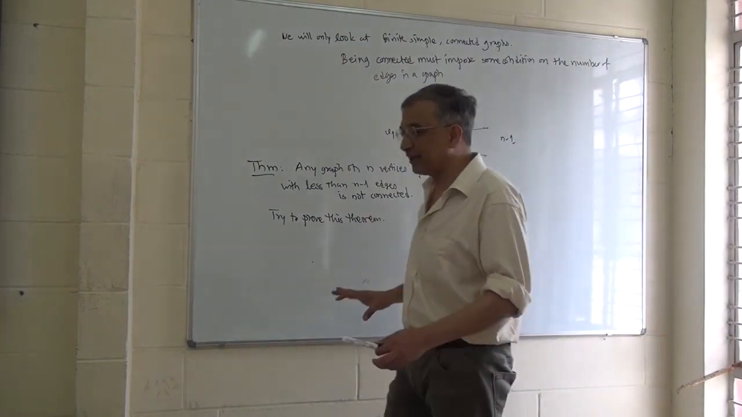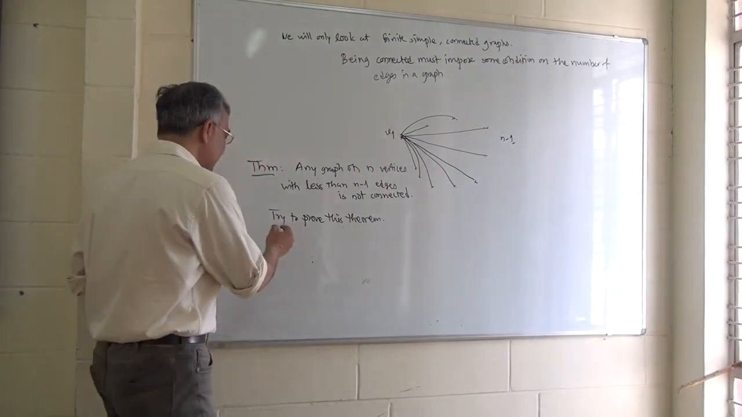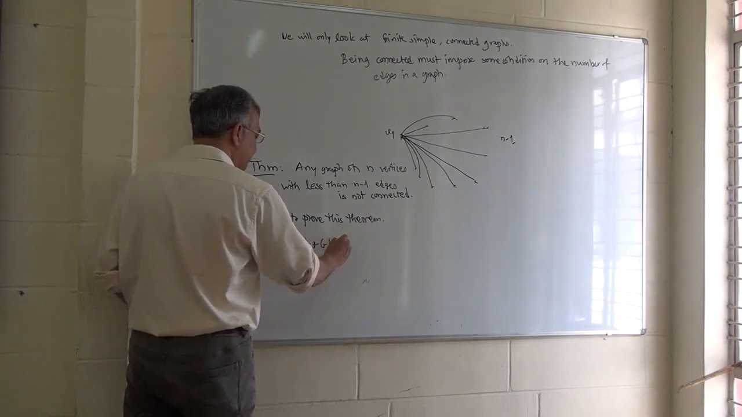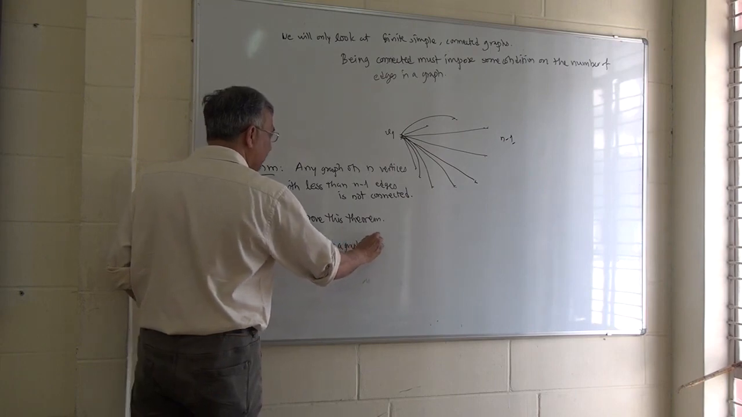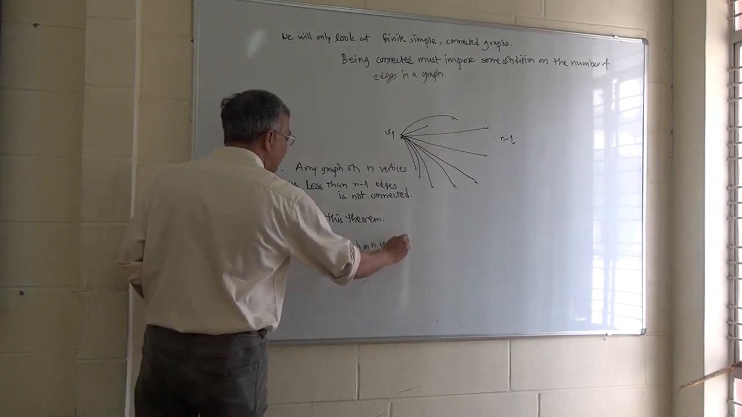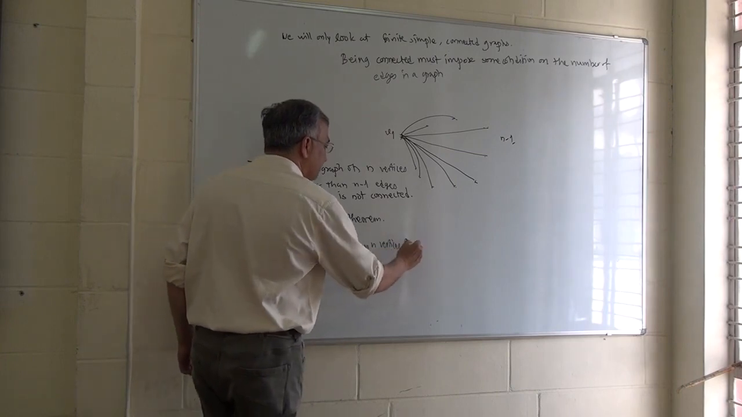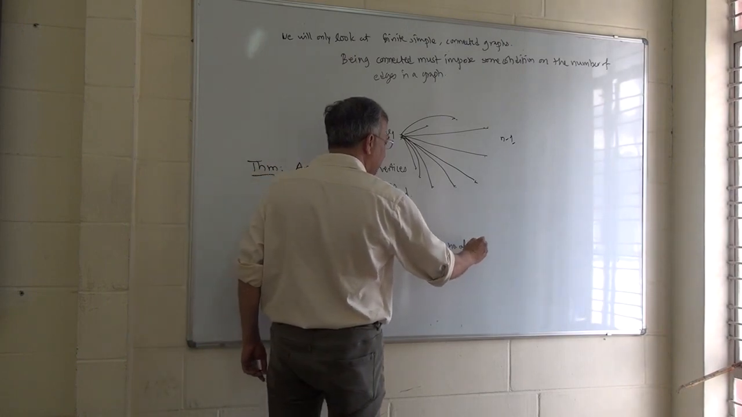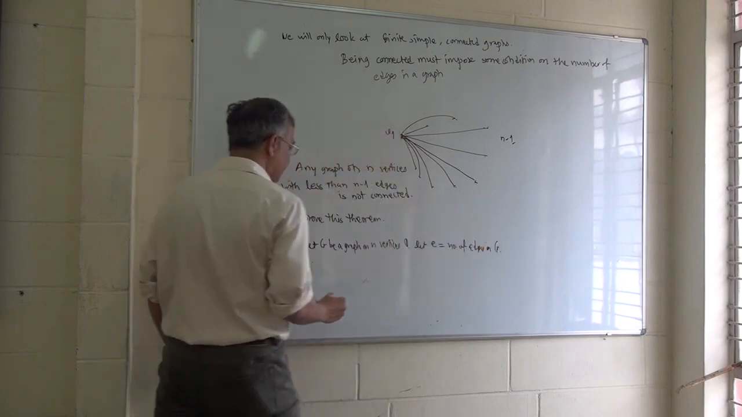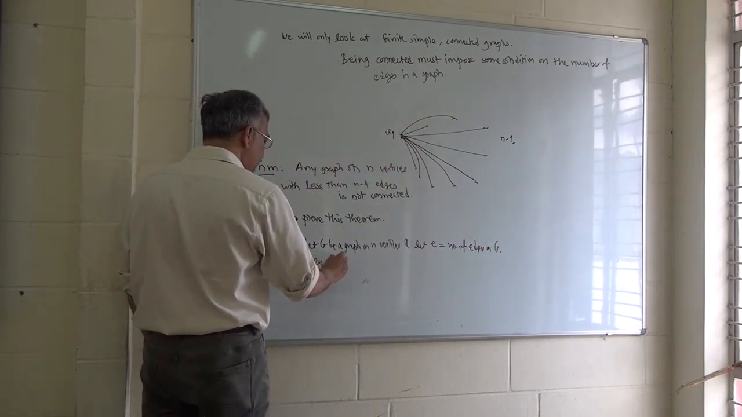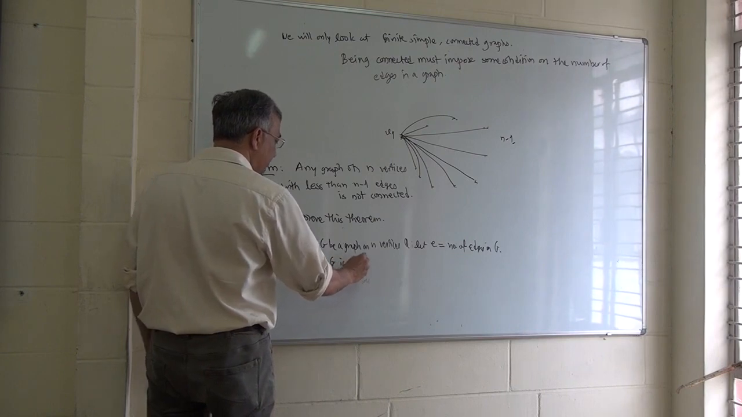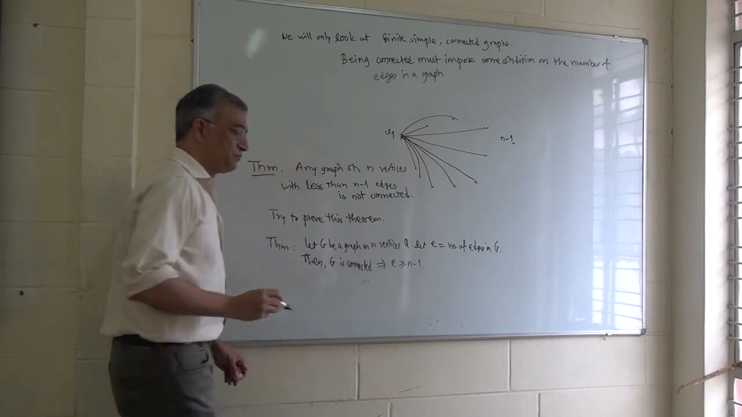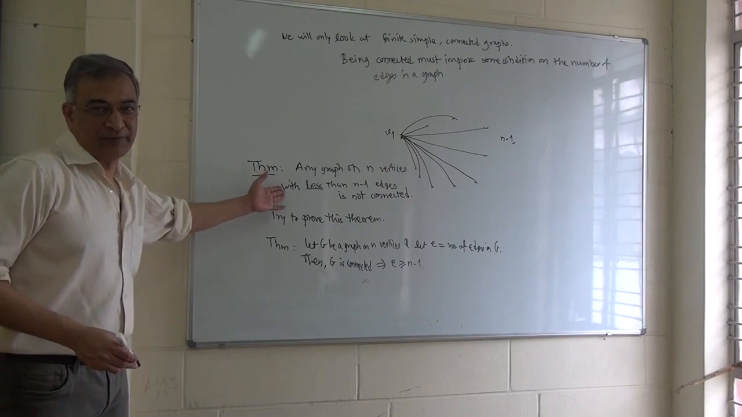Another way of stating this theorem is in terms of an inequality in mathematics. So here is the same theorem. Let G be a graph on n vertices, and let E equal the number of edges in G. Then G is connected implies E is greater than or equal to n minus 1. Just a restatement of this.